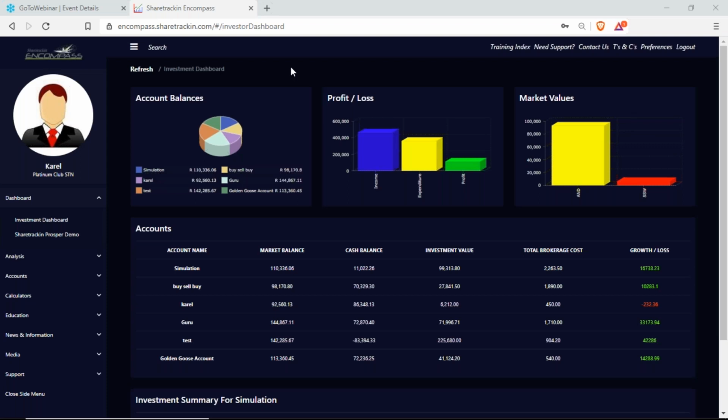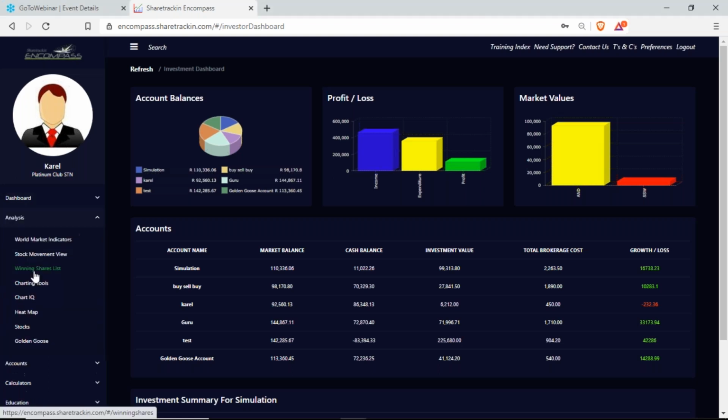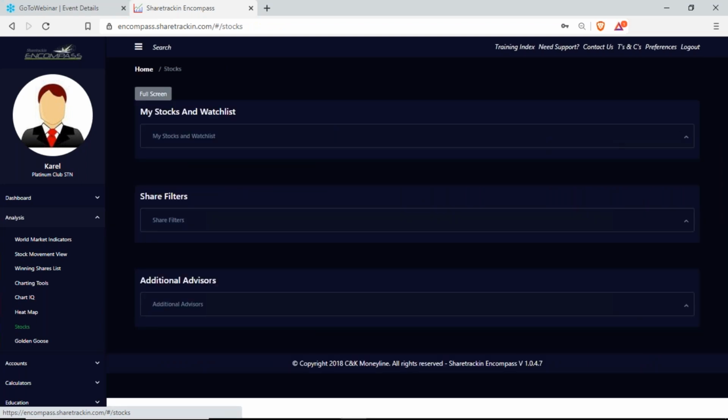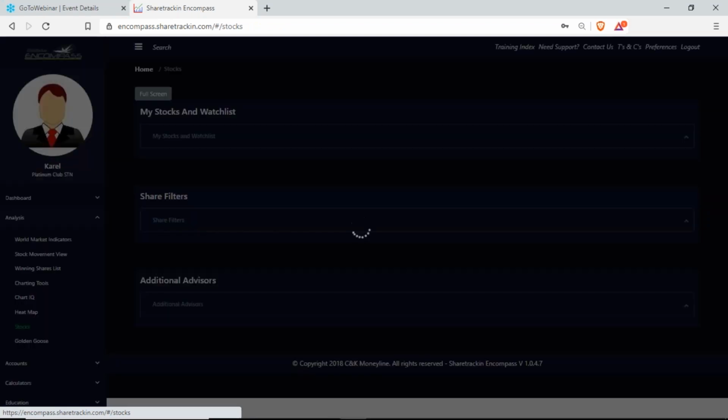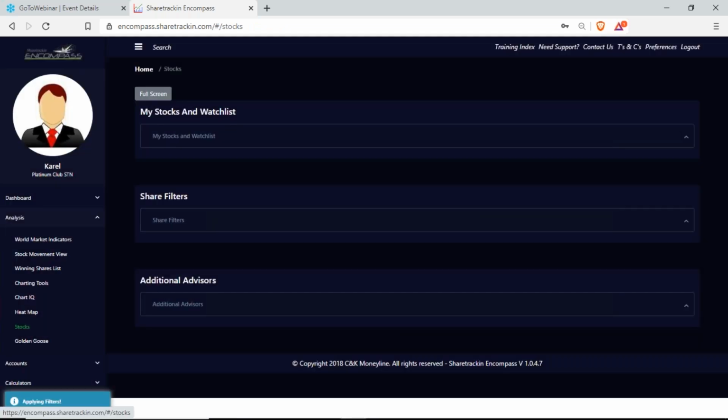Once logged in, automatically you will be on the investment dashboard. What I am going to do is click on analysis, and then click on stocks. Then we are going to give the stocks just a chance to load everything. Okay. Once open, you will see that there's a My Stocks and Watch List.